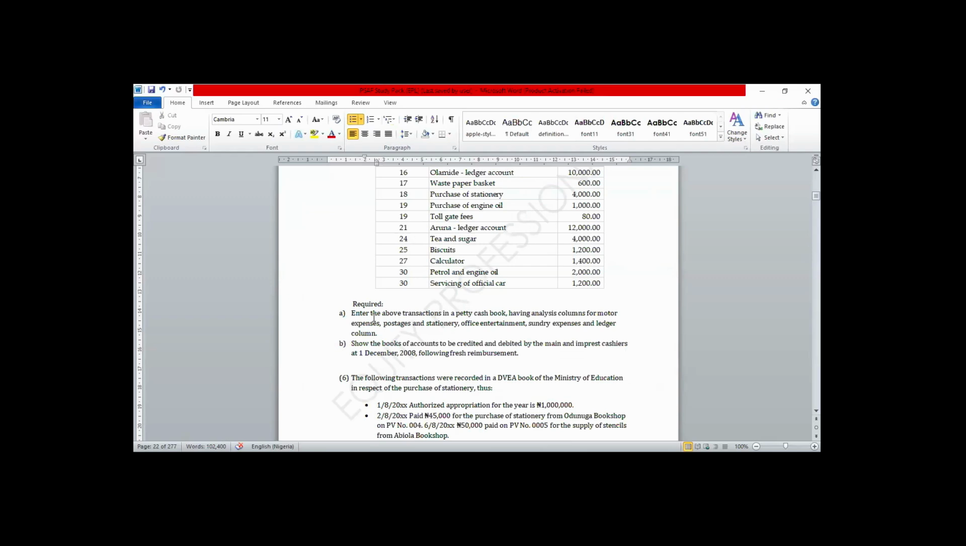Okay, before we answer that, part B of the question says: show the books of account to be credited and debited by the imprest holder as at 1st of December 2008. What are the accounts to be debited? What are the accounts to be credited as at the beginning of the new month? Is it clear?